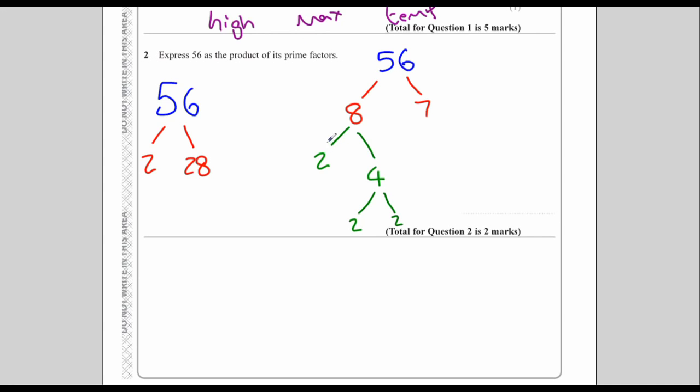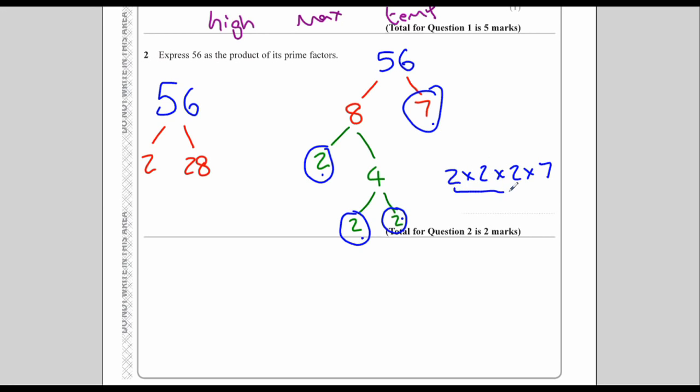Now once you can't split them up anymore, hence when you get to prime numbers, that's your answer. And if you actually multiply these together, you will get 56. You can try it on a calculator or in your head. 2 times 2 times 2 times 7 will give you 56. Another way to write 2 times 2 times 2 is 2 cubed times 7.